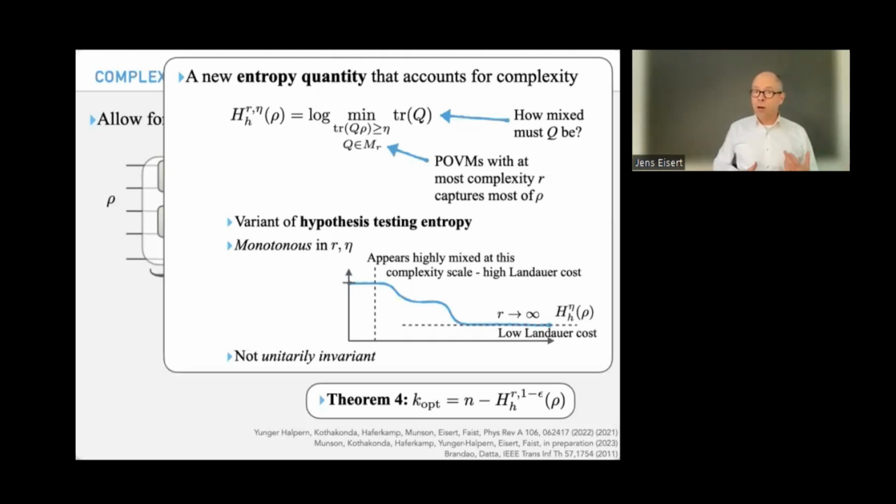It can be seen as a variant of the hypothesis testing entropy. It is monotonous in eta. Yeah, that's good to know. It's also monotonous in R. It goes down if R is being beefed up. And that's also intuitive in the sense that if you have too short an R, too short a circuit, then the state you have appears highly mixed at this complexity scale, because you can't undo the system, and you cannot reveal that it's basically a pure state in disguise. You're too restricted. It looks like a mixed state and you have a high Landauer cost. And if you go to large values of R, then you can basically just undo the circuit and you are basically back to the old Landauer cost in an unrestricted fashion.